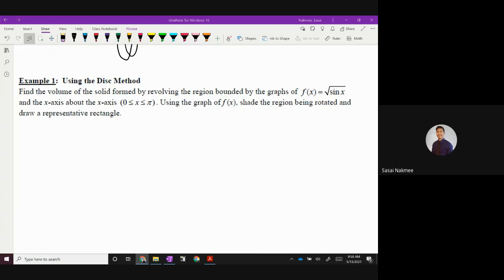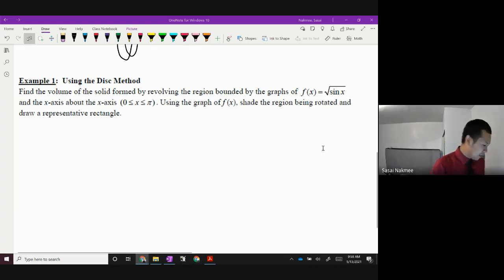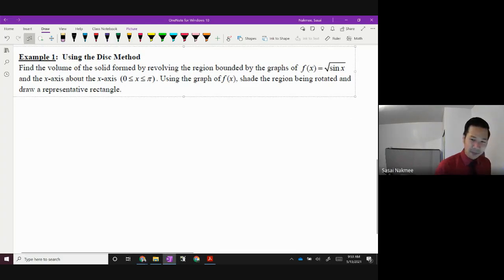All right, how'd you guys do? Were you guys able to draw it out? Were you guys able to type in the function that's in there and see what it would look like?